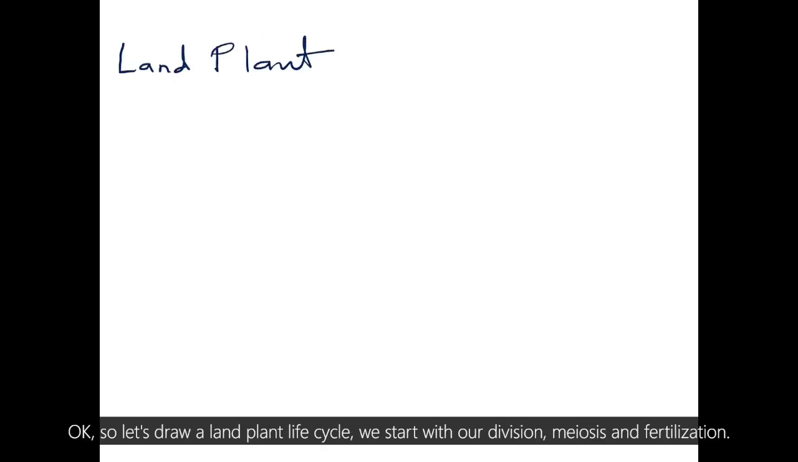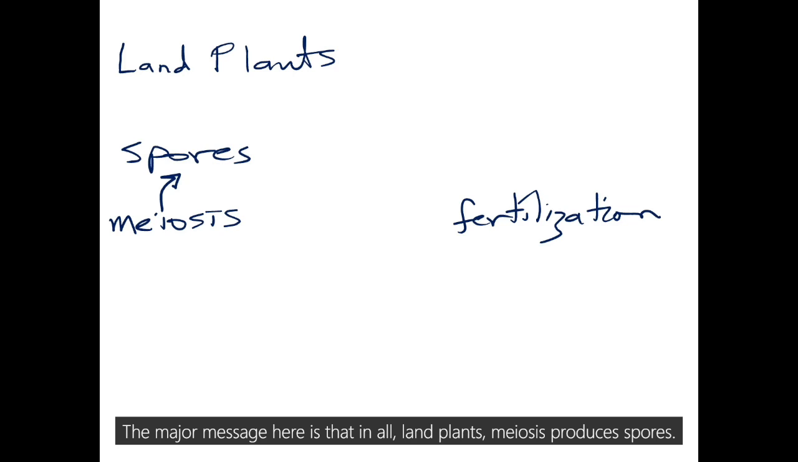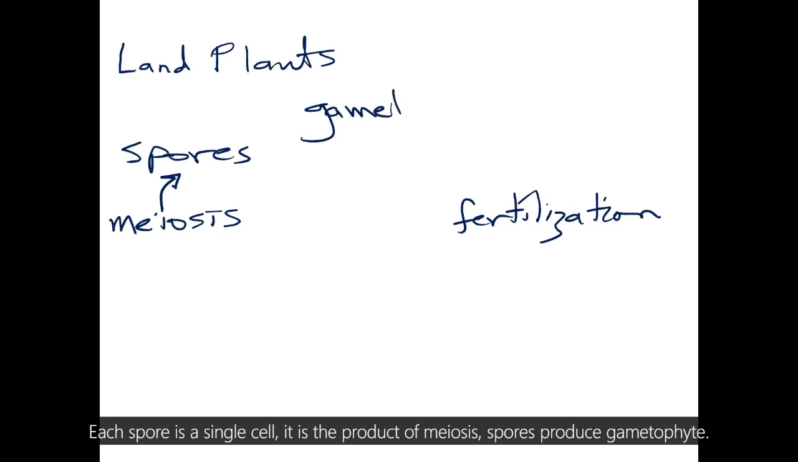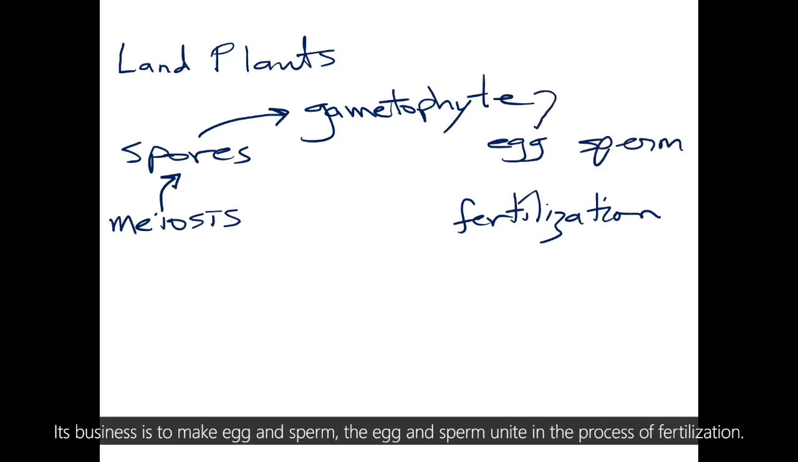Okay, so let's draw a land plant life cycle. We start with our division, meiosis, and fertilization. The major message here is that in all land plants, meiosis produces spores. Each spore is a single cell. It is the product of meiosis. Spores produce gametophytes. The gametophyte is a haploid, multicellular structure. Its business is to make egg and sperm.